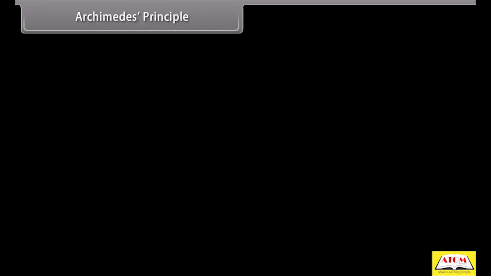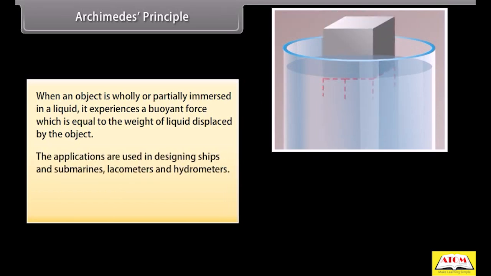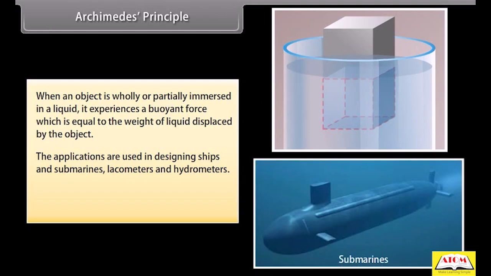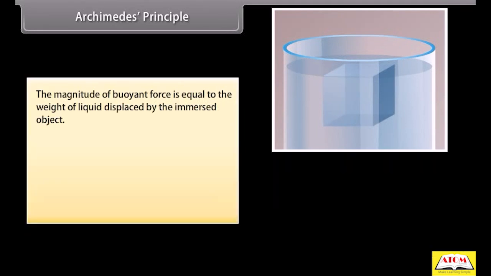Archimedes' principle. When an object is wholly or partially immersed in a liquid, it experiences a buoyant force which is equal to the weight of liquid displaced by the object. The applications are used in designing ships and submarines, lactometers and hydrometers. Buoyant force is equal to the weight of liquid displaced by the object. The magnitude of buoyant force is equal to the weight of liquid displaced by the immersed object.